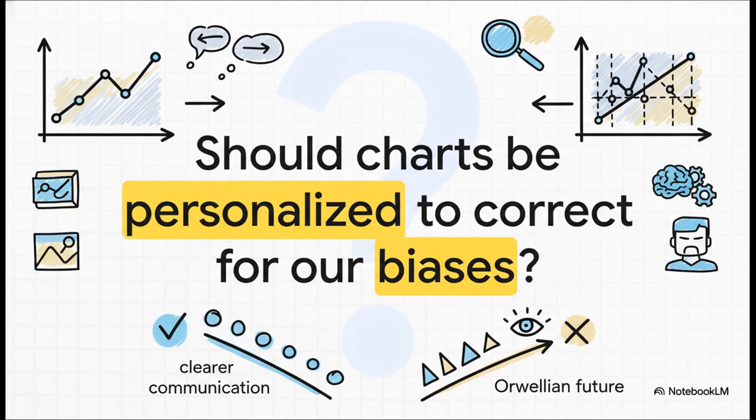And all of this leaves us with a really fascinating and kind of tricky final question that the researchers brought up. If we know that different people will see the exact same chart differently because of their biases, what should a chart maker do? Imagine a future where a chart could actually adjust itself. Maybe it dims the outliers or adds a special trend line based on your specific biases, all to help you see the objective truth more clearly.